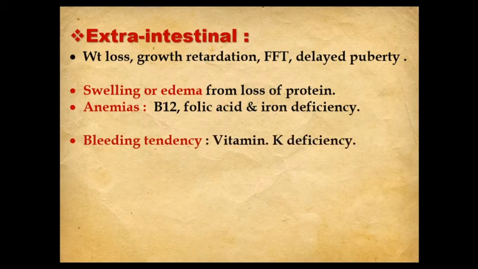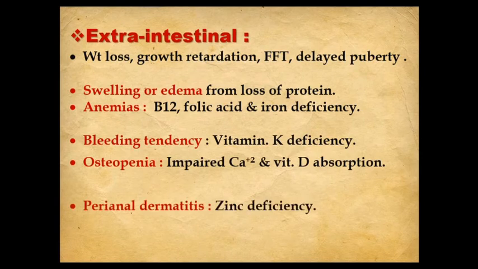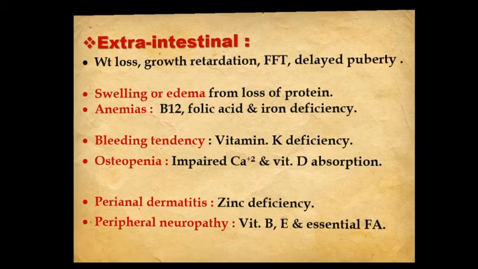Now we talk about the fat-soluble vitamins. Osteopenia will happen, from impaired calcium and vitamin D3 absorption. And because of zinc deficiency, as a micronutrient found in food, there will be perianal dermatitis, and peripheral neuropathy is the result of deficiency of vitamin B, vitamin E, and essential fatty acids.